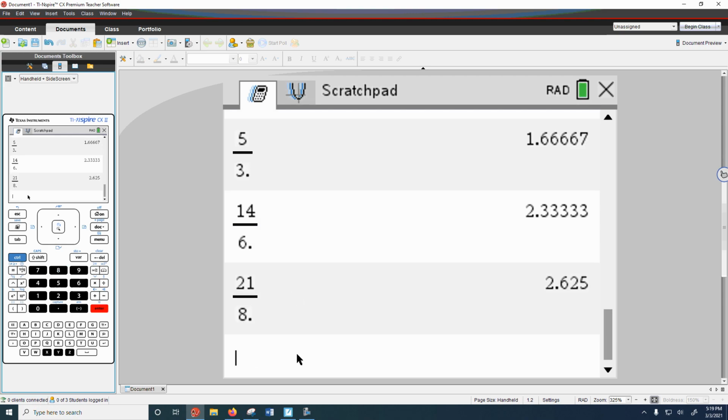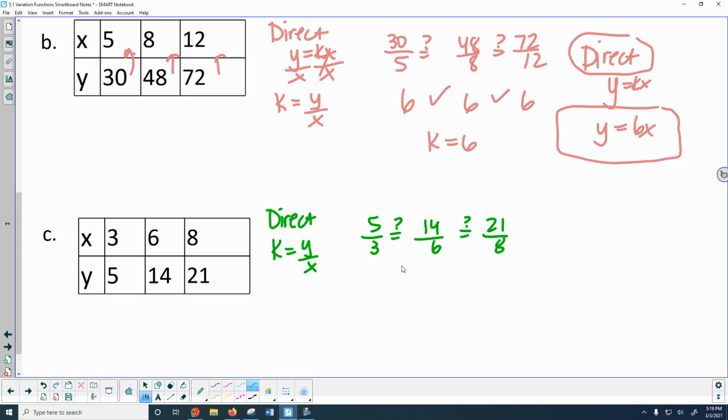Even if 2 out of 3 are the same, still doesn't work. They all have to match. So we would say no, not true, so not direct. Okay, let's see then if it's inverse.